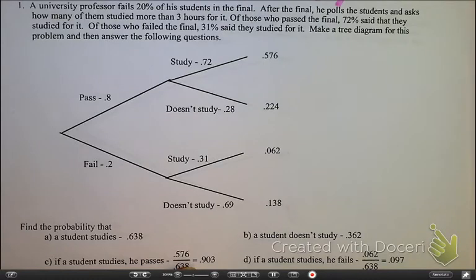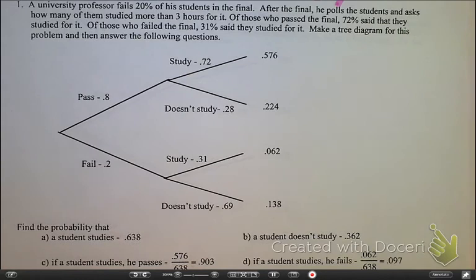Hey guys, I want to give you one more tree example because this is some tough stuff. Now, I'm getting all choked up with my coughing, so if I cough, I apologize in advance.